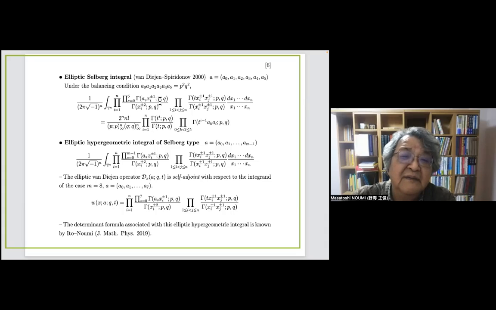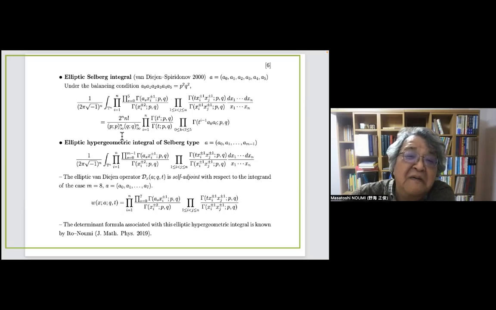And here s runs from 0 to 5, with six parameters. The integral is taken as a contour integral on the real torus. If the parameters satisfy a condition like this, called the balancing condition, then you can evaluate this integral in terms of elliptic gamma functions.